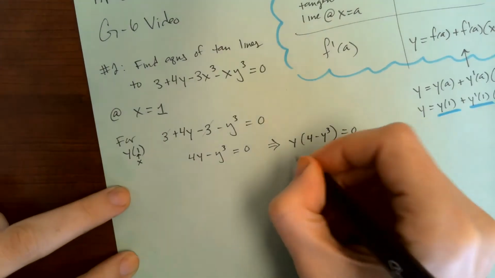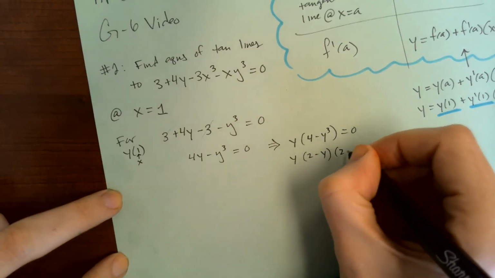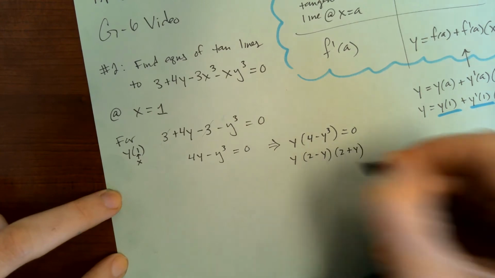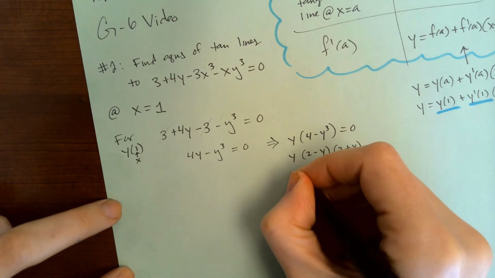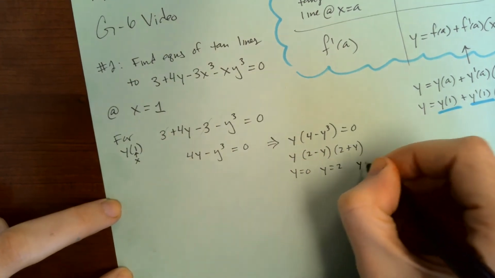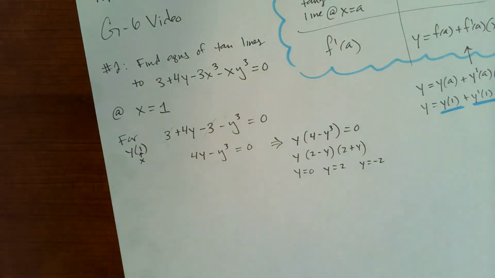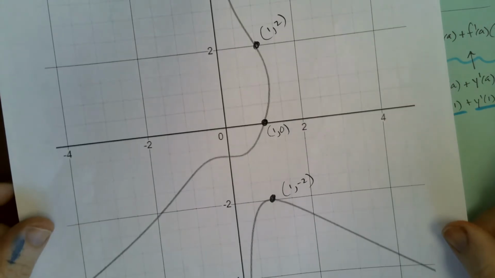This is a difference of 2 squares: 2 minus y, 2 plus y. So we end up with y equals 0, y equals 2, and y equals -2, just like it looked on my graph here.